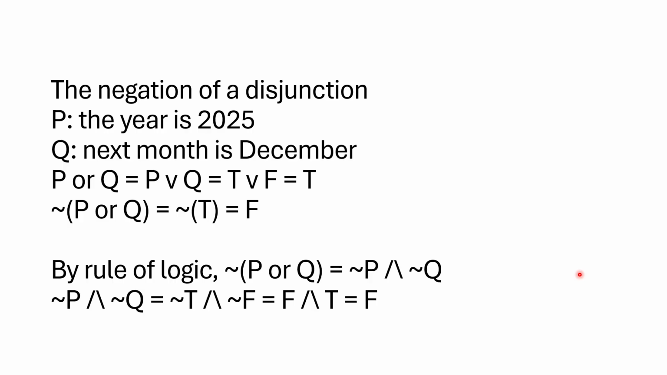So if we look at that, the opposite of the year is 2025, which is true. The opposite of true is false. And Q is false to begin with. The opposite of that is true. But both things need to be true for the conjunction to be true. So overall, its truth value is false.